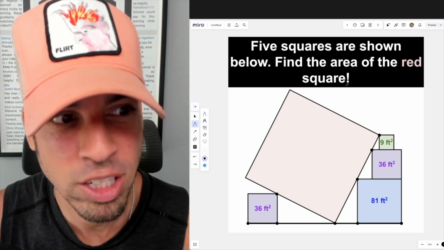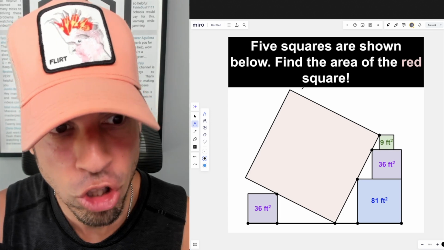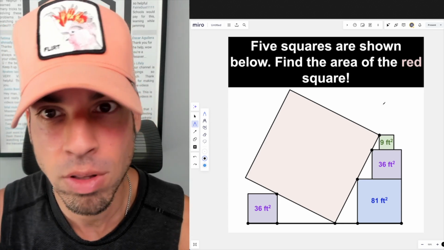In this one, the question is as follows. 5 squares are shown below. Find the area of the red square.